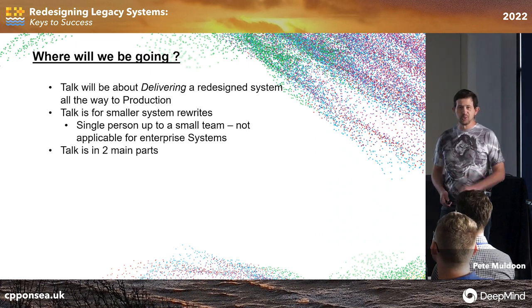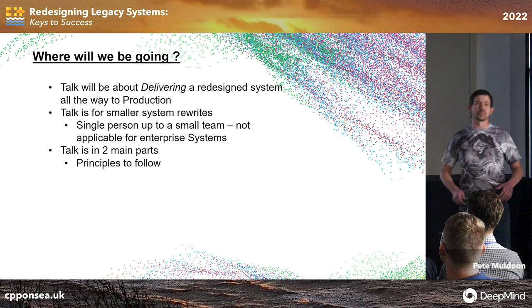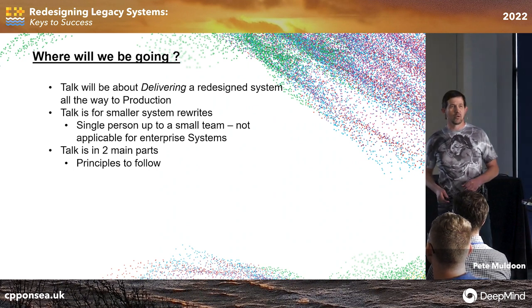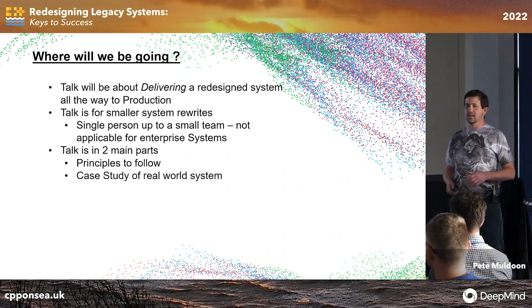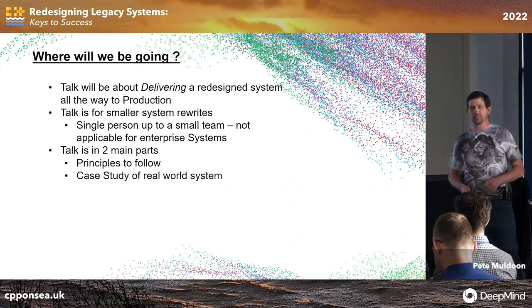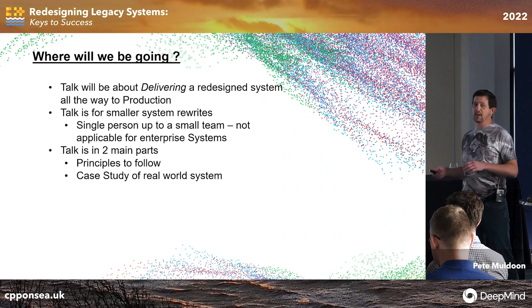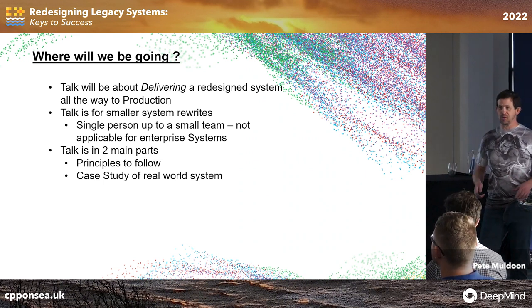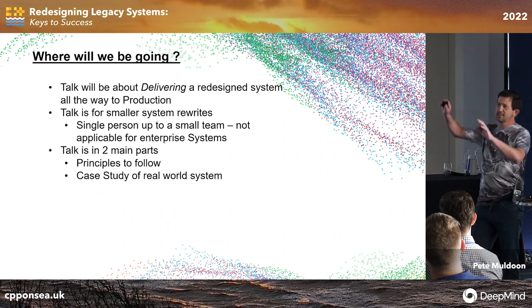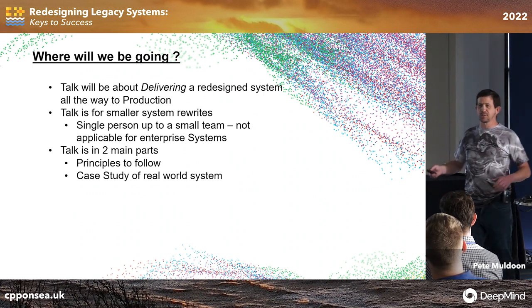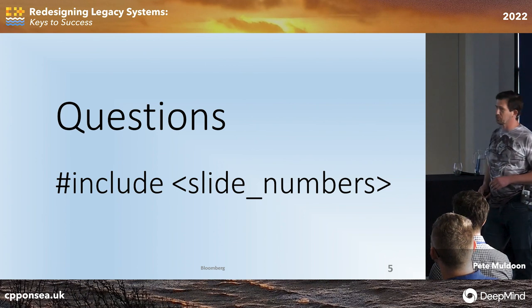And the talk is in two main parts. The first part is the principles to follow, or what I follow when I'm looking to redesign a system. And the second part is a case study of a real world system. Okay, so this will be grounded in reality. I like to have my talks have a practical edge to them. So I'm not just going to give you a bunch of disconnected principles and not show you how to mate them with the real world.